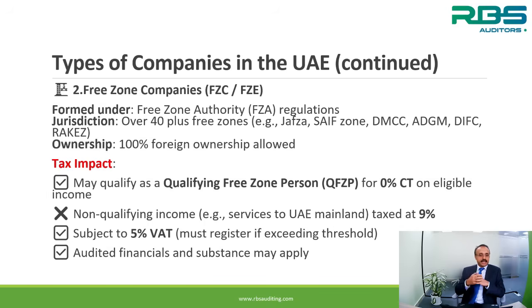Then what is the tax impact? Again, it is based on the free zone. There are two types of free zone: qualifying free zone and non-qualifying free zone. If it is a qualifying free zone person, 0% CT is eligible on qualifying income, for respective income only, and we are not talking about the free zone itself. We'll go into detail with the free zone categories, then you'll get an idea.